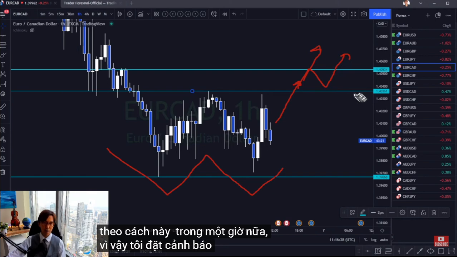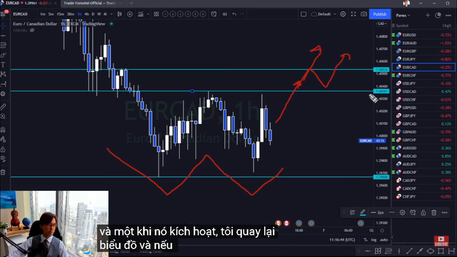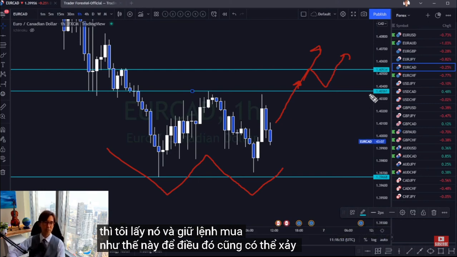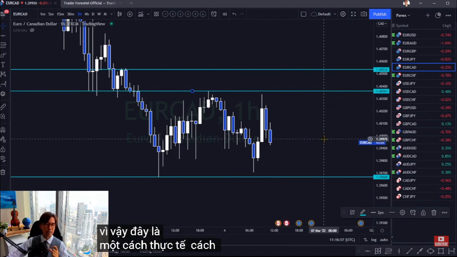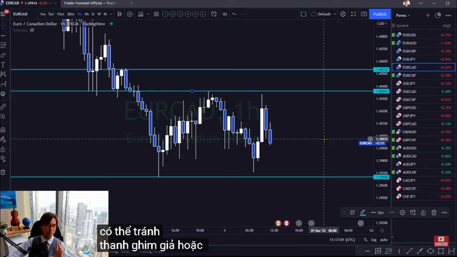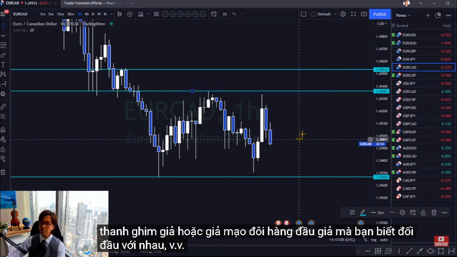So I put the alert above that level, 1.4036, and once it triggers, I come back to the chart, and if I can find a good trading edge, then I take it and hold the buy like this. So that's possible too. This is a practical way to understand how you can avoid the fake pin bar or fake double top, fake head and shoulders and so on.